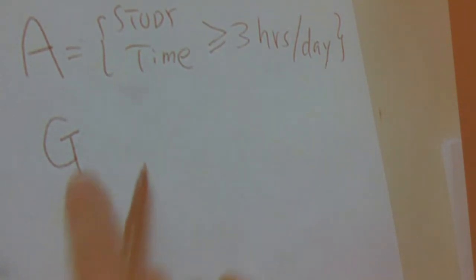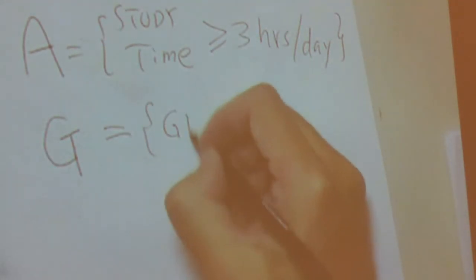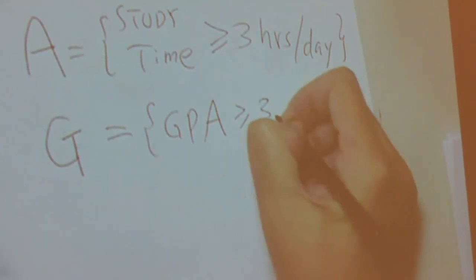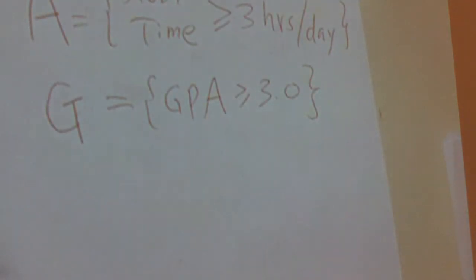I use the letter G. So here, I put the GPA is 3.0 or better. So I have two events. Is that clear? Okay. Now, after these two events are defined, we can write down the numbers given from the problem in terms of those events.